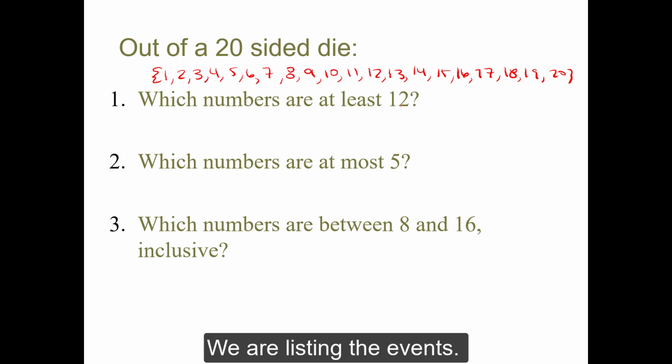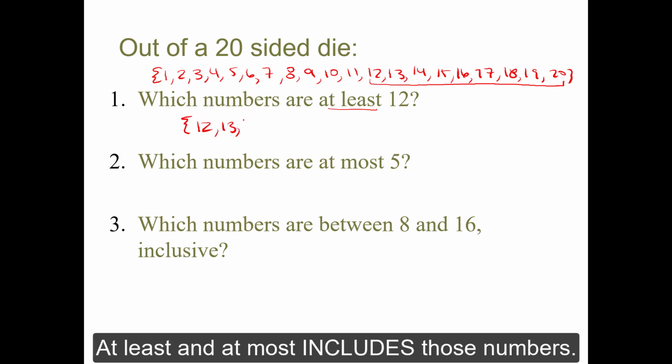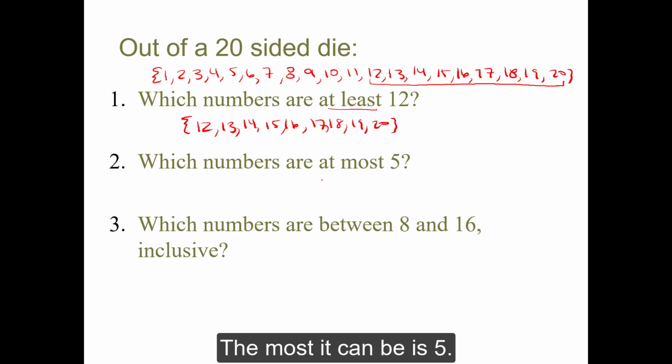Which numbers are at least 12? At least means the smallest it can be is 12. So we're going from 12 all the way to 20. At least and at most include those numbers. 16. Perfect. Now which numbers are at most 5? So the most it can be this time is 5.